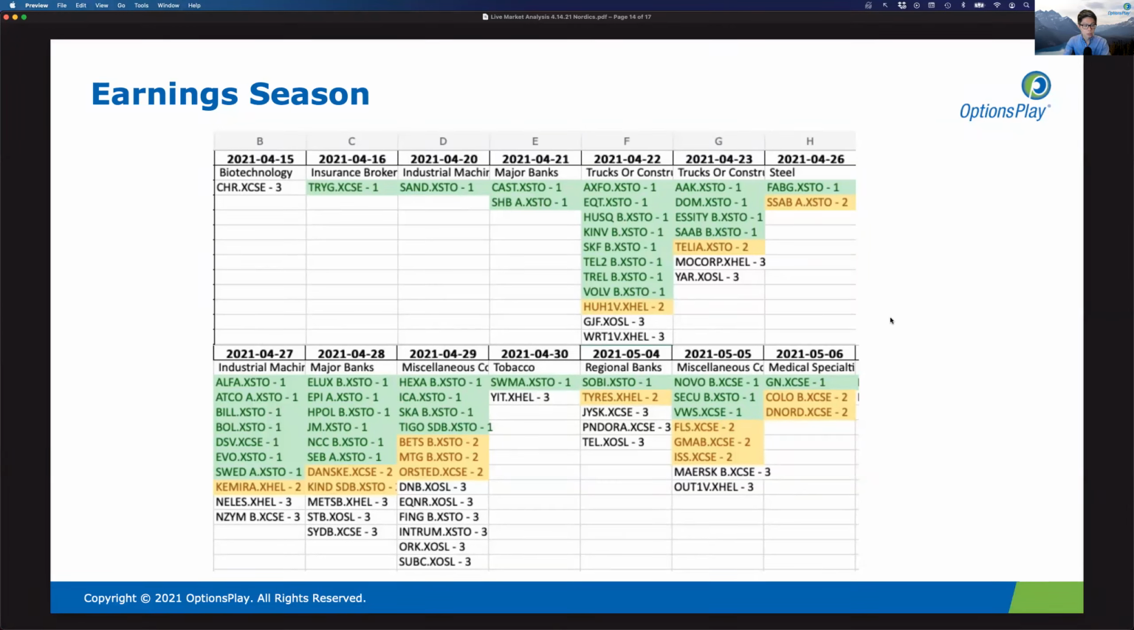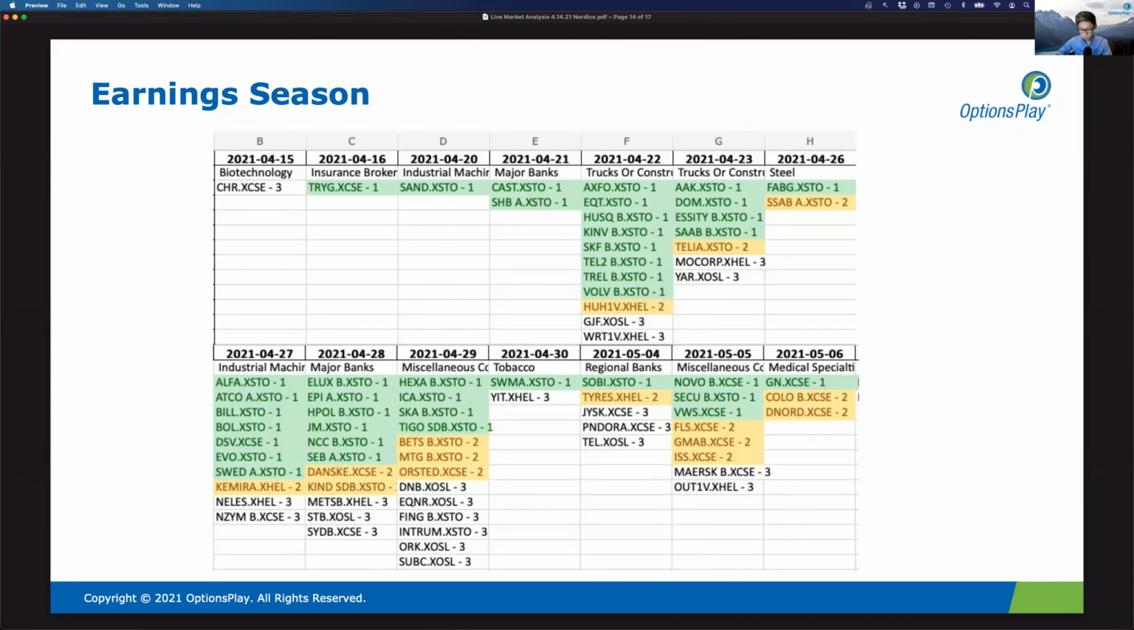So you might want to take a look at some of these names on the screen. Maybe you have a particular view on some of them, whether you're bullish or bearish, or perhaps they're in a specific industry or sector that you think might be outperforming during that time. This is something you should pay attention to if you are trading around earnings.